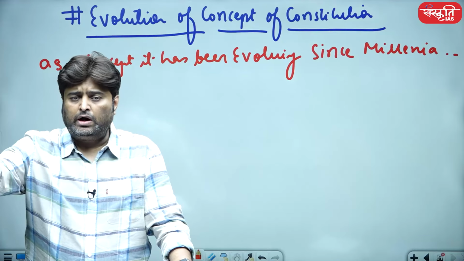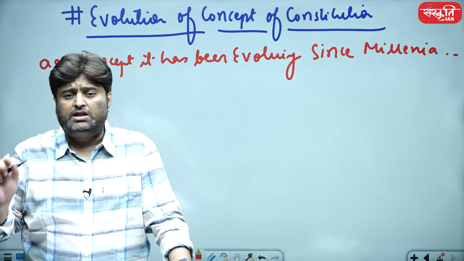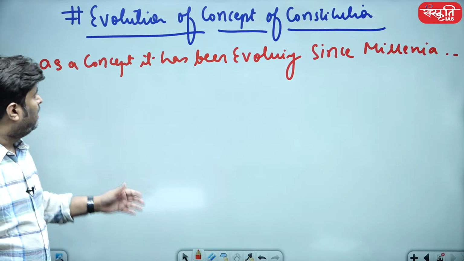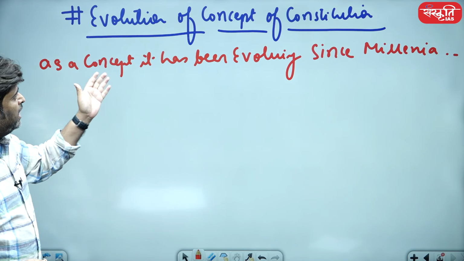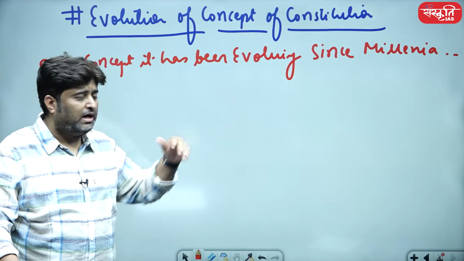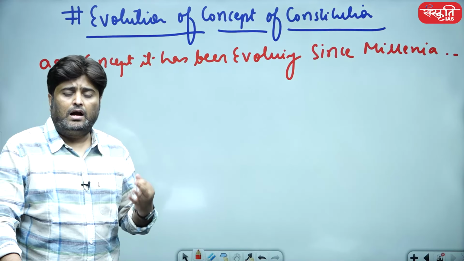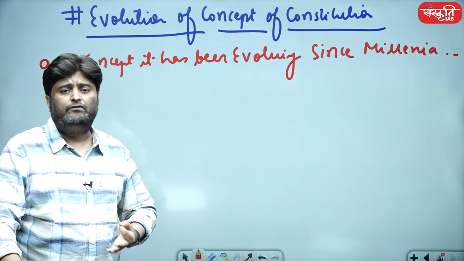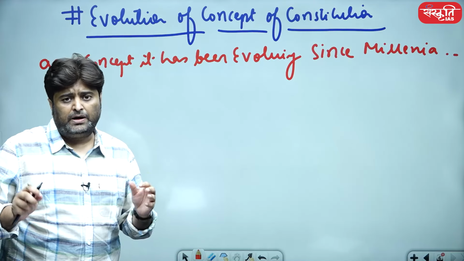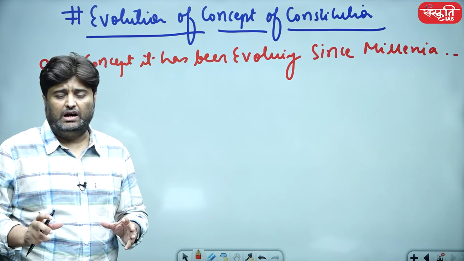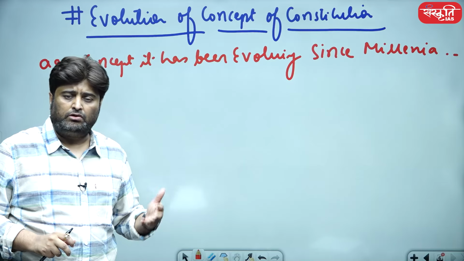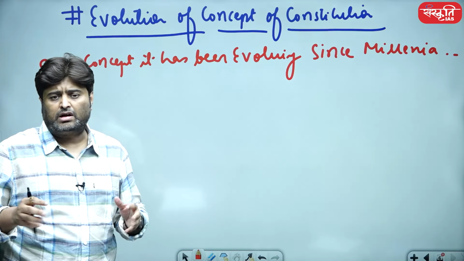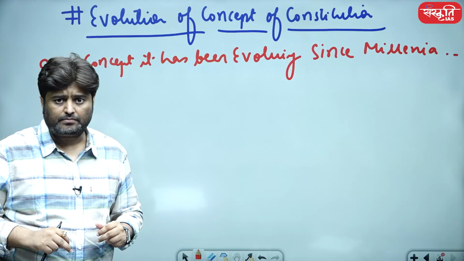So if we look into the historical aspect of the 6 ancient civilizations, we can come across this statement very fruitfully, that constitution as a concept has been evolving since millennia. It's an ongoing process. Earlier it was more or less considered to be a process of informal customs, informal traditions. Now it has been converted into a completely written document, like the American Constitution, Canadian Constitution, Australian Constitution, or even the Indian Constitution, which are considered to be more or less written ones.